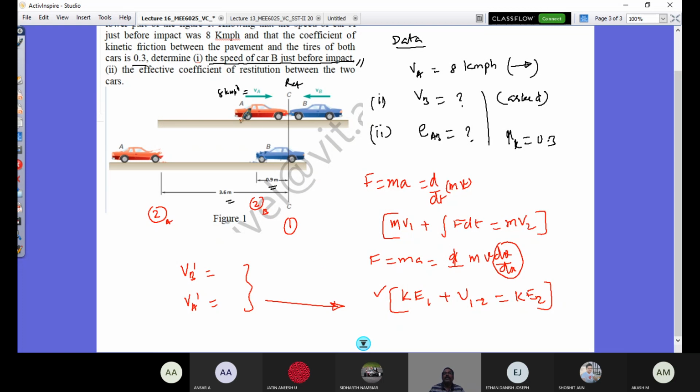And of course, during the collision, I can apply the conservation of momentum principle along the line of impact, and I can use the definition of eAB, the coefficient of restitution. So those are the two additional equations, and that solves the problem. So let's proceed to solve this problem.